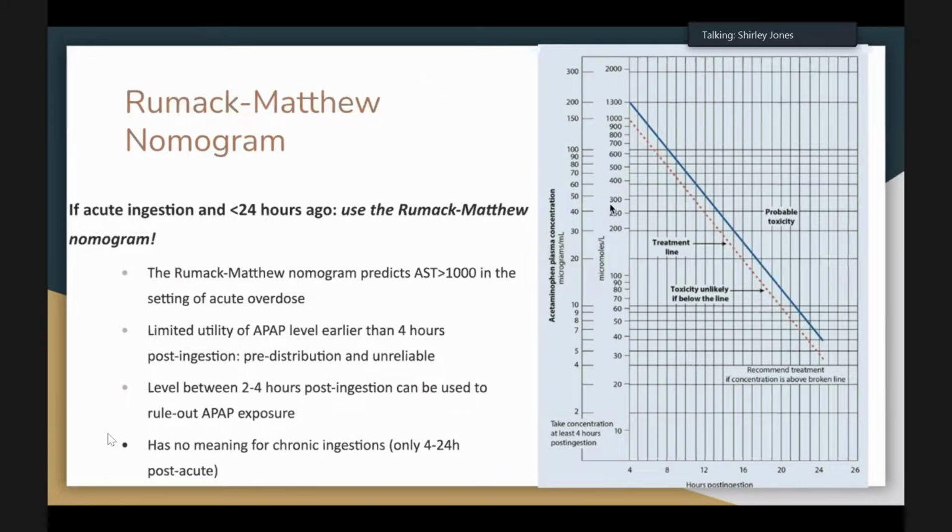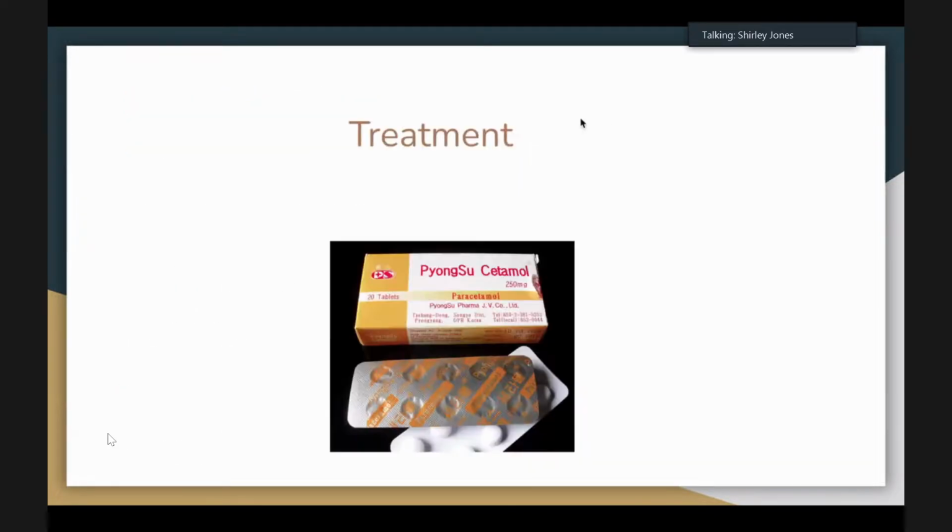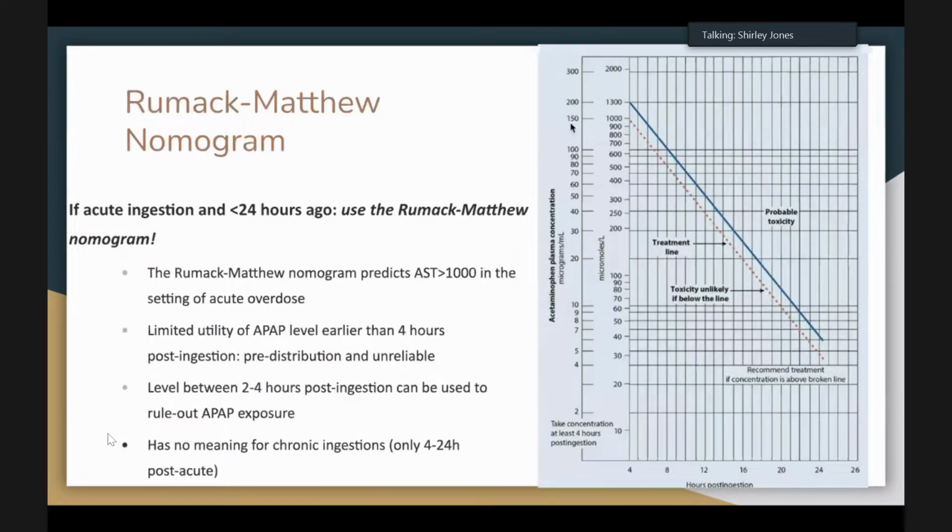So this is what we use in an acute ingestion if the ingestion is less than 24 hours. You have on the x-axis your hours after ingestion, and then the y-axis has your plasma concentration. So if you get your level at 4 hours, you go up and you can see that at 150, which is our magic number again, that is the treatment line, this red line. So if anything is at or above this line, that's when you treat them with N-acetylcysteine. So it predicts liver injury.